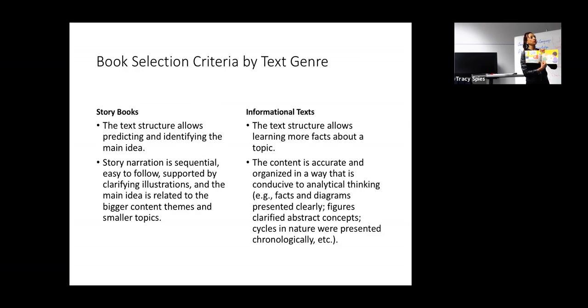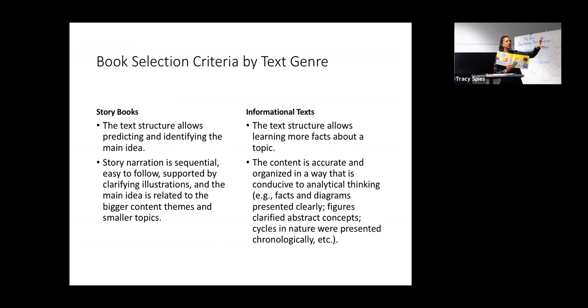I look to make sure that the facts are up to date, that if there are cycles, the cycles are represented chronologically. I don't have time for confusion. And children can be confused in book reading when visuals misrepresent something. So I have to check everything. Okay? So this is what we use for book selection criteria.